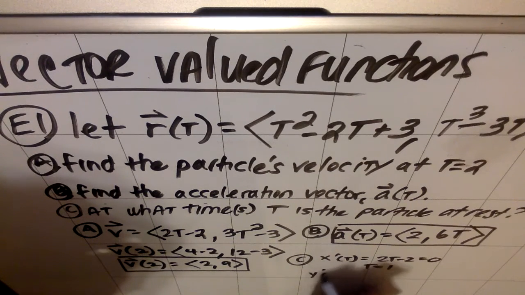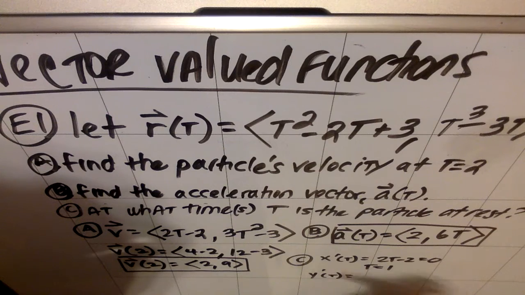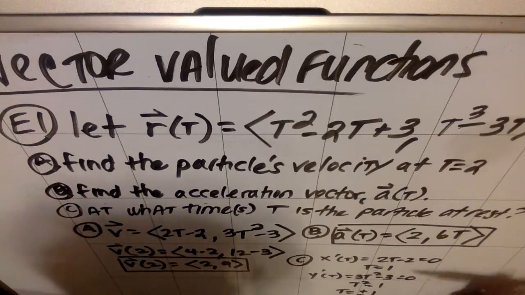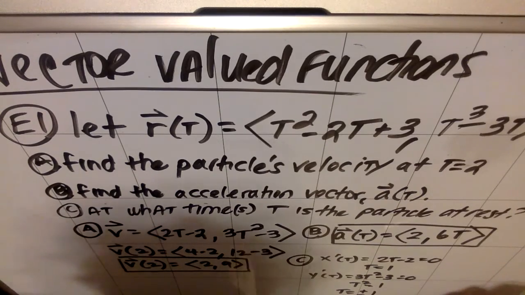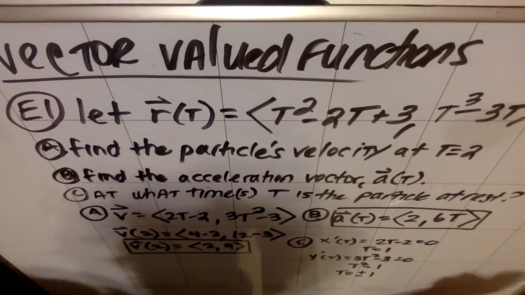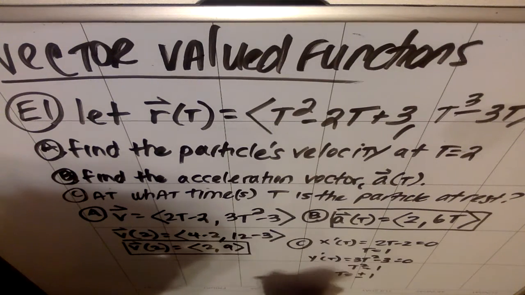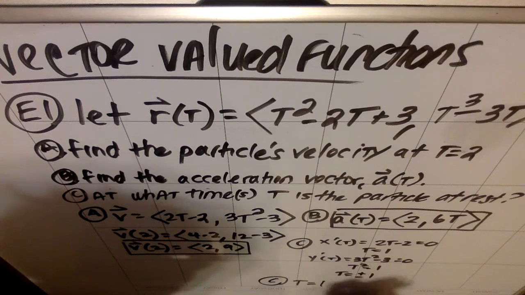I need my y prime of t to also be equal to 0, so I set 3t squared minus 3 equal to 0. I get t squared equals 1, so I get t is plus or minus 1. Since I got only t equals 1 for the x direction, and I got both plus or minus 1 for the y direction, my final answer is going to have to be only t equals 1. So my answer to C is t equals 1 only.